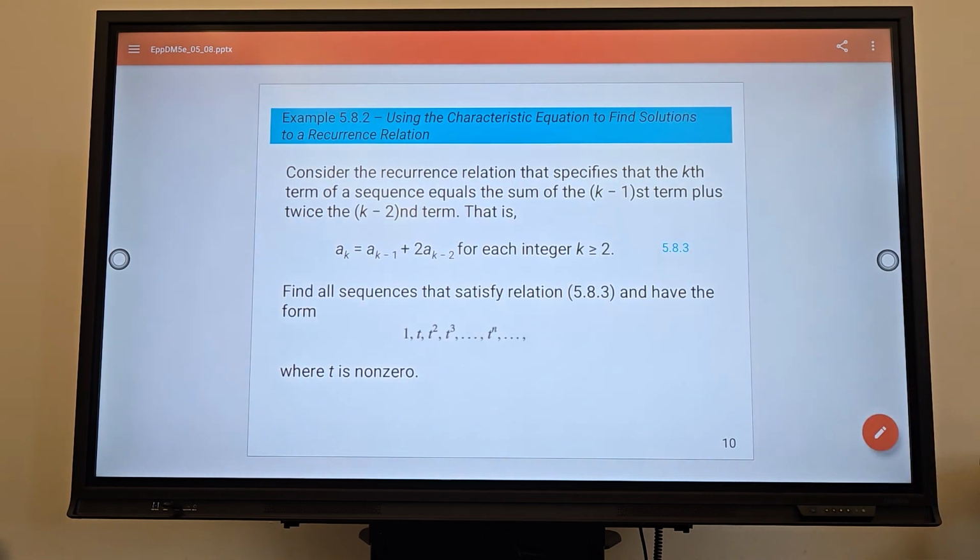Consider the recurrence relation that specifies that the kth term of a sequence equals the sum of the k minus 1 first term plus twice the k minus 2 term. That is, a sub k equals a sub k minus 1 plus 2 a sub k minus 2 for each integer k greater than or equal to 2. Find all sequences that satisfy the relation and have the form 1, t, t squared, t cubed, etc., t to the n and so on, where t is non-zero.